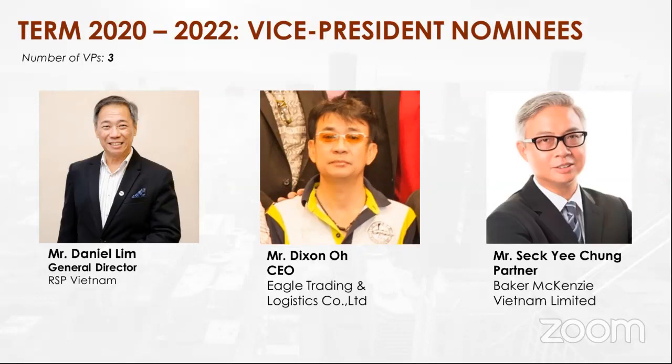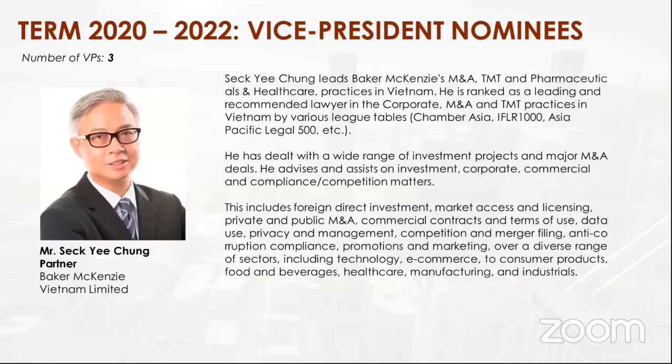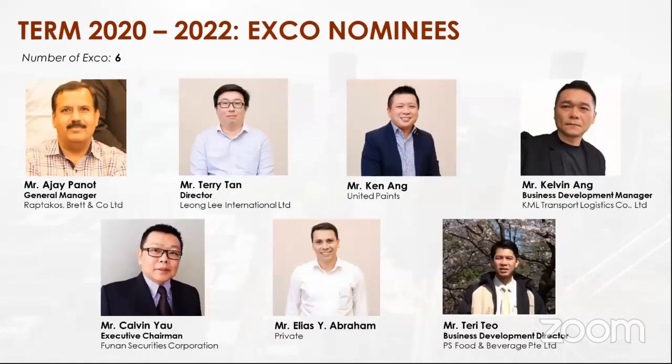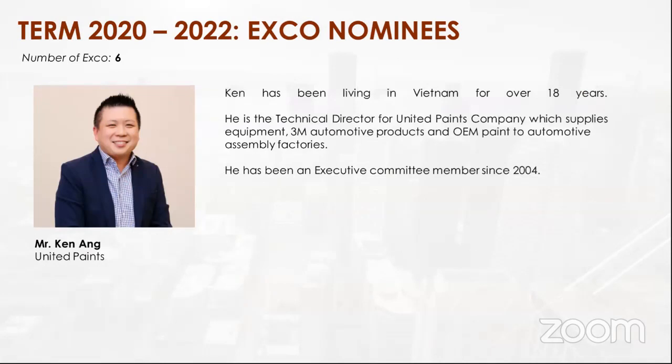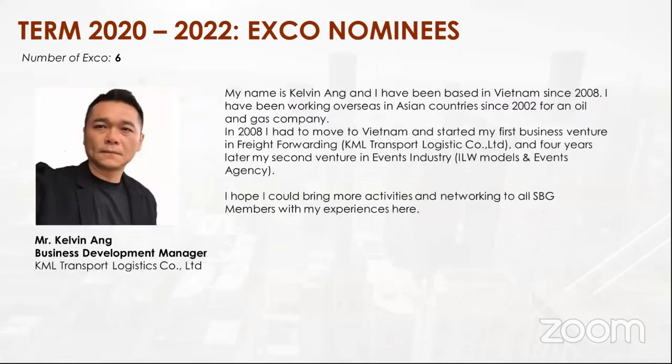For vice presidents, we have 3 nominees, and we will have 3 selections. So we will do the poll for vice president. And then the next poll will be for EXCO. As EXCO nominees, we have 7. However, the number of EXCO, we can only have 6. And we will go through your profiles while the attendees are polling.